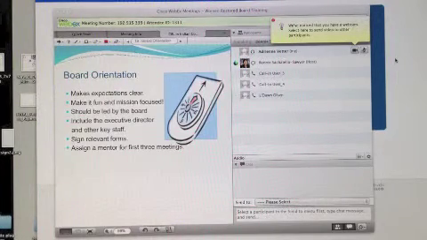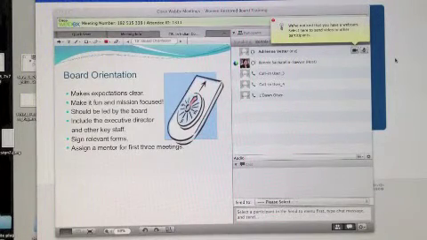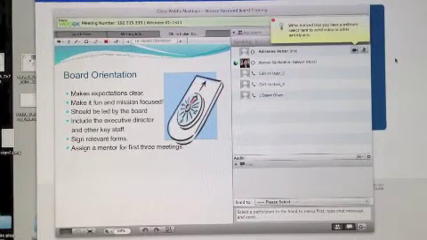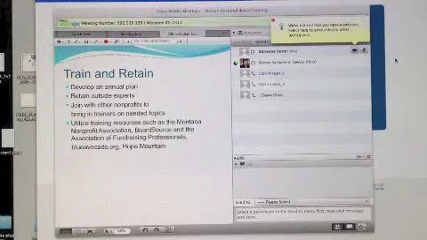So again, it gets to this whole notion, as you think about board orientation, really clear expectations. Nonprofit work should be fun. It's got to be led by your board. You have to make sure you sign really relevant forms. And you want to mentor each other. And as you bring on new board members, you want to have old board members mentor them.